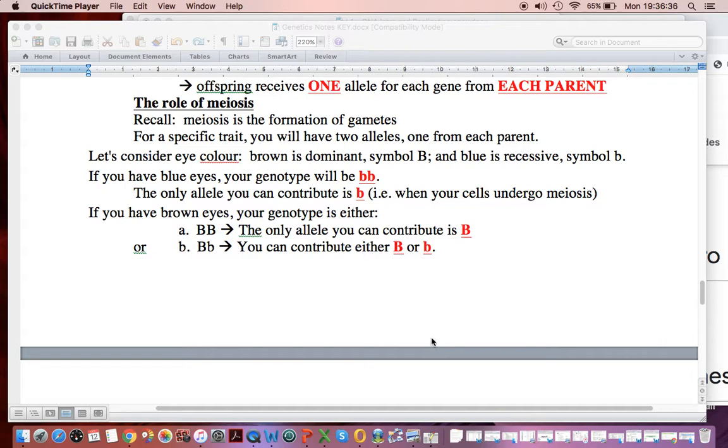So on the next video, which will be the 4th page, we're going to look at things called Punnett squares.